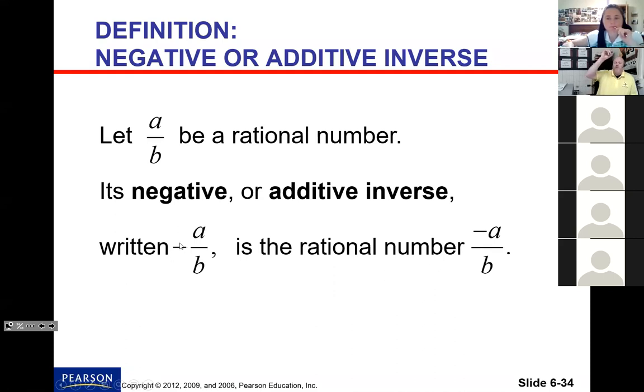So for instance, if I gave you 1/2, I would say the inverse is -1/2, and the negative would go in front. But technically, you could put it on the numerator. You could also put it on the denominator. You could have -1/2, or you could have 1/-2. They all mean the same thing. But the normal way to write it is in the middle here, -1/2.